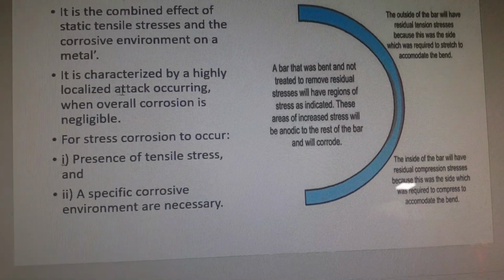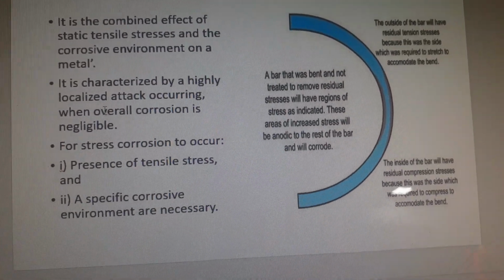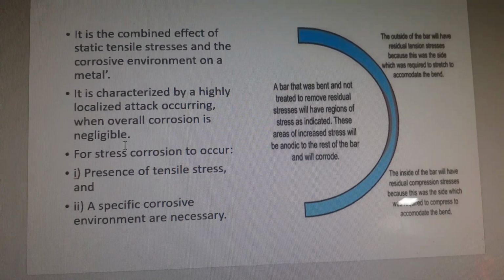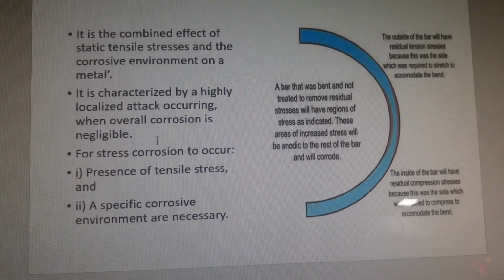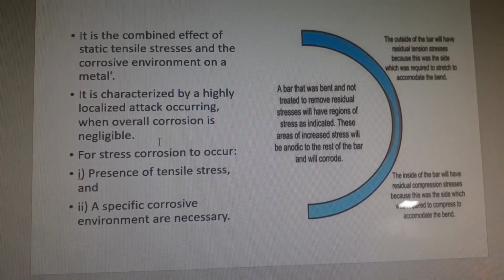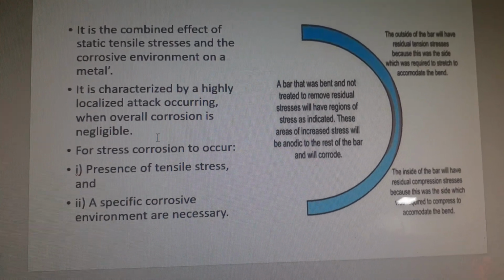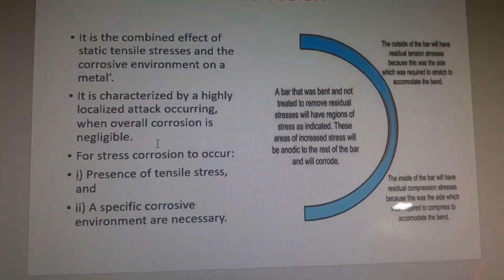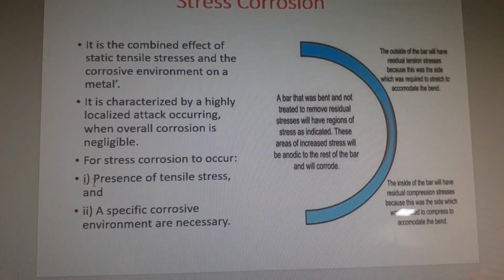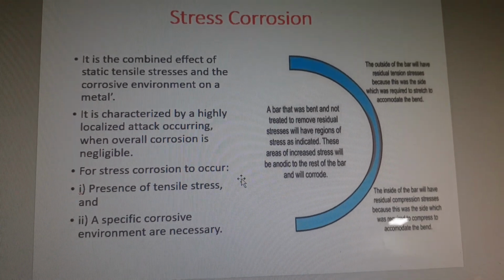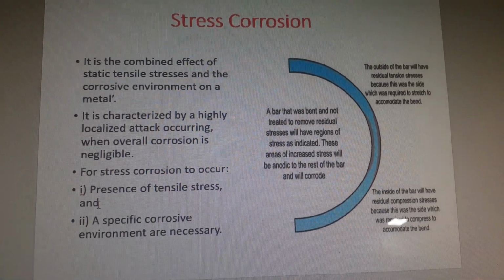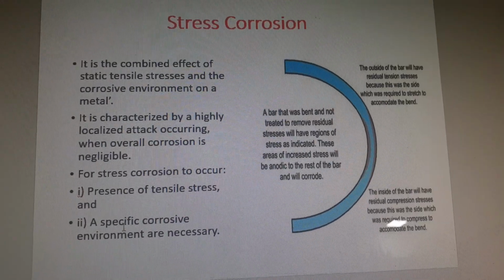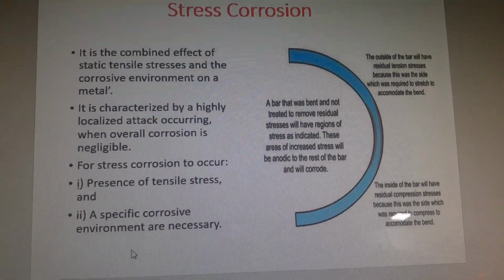It is characterized by a highly localized attack occurring when overall corrosion is negligible. Generally corrosion should not take place, but when we have these two conditions, static tensile stress and a corrosive environment, then corrosion can take place. So for stress corrosion to occur, as I said earlier, the presence of tensile stress and a specific corrosive environment are necessary.